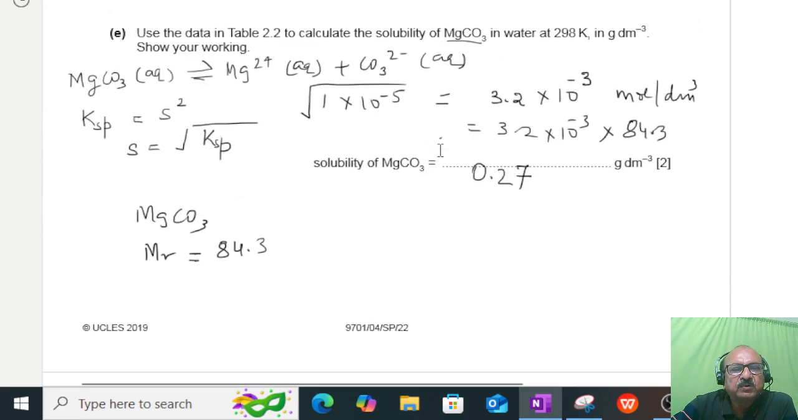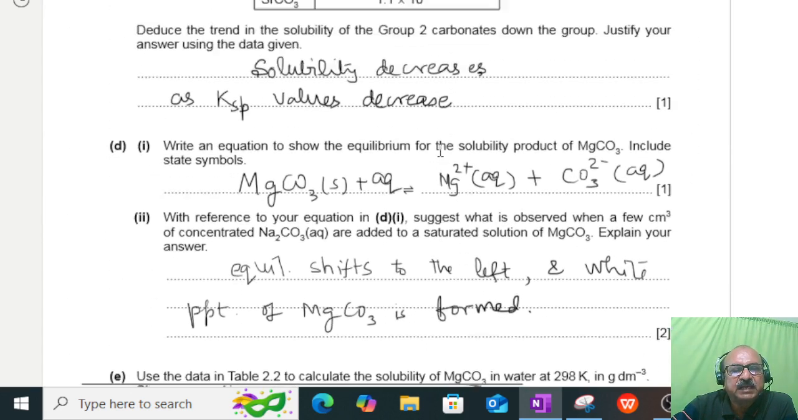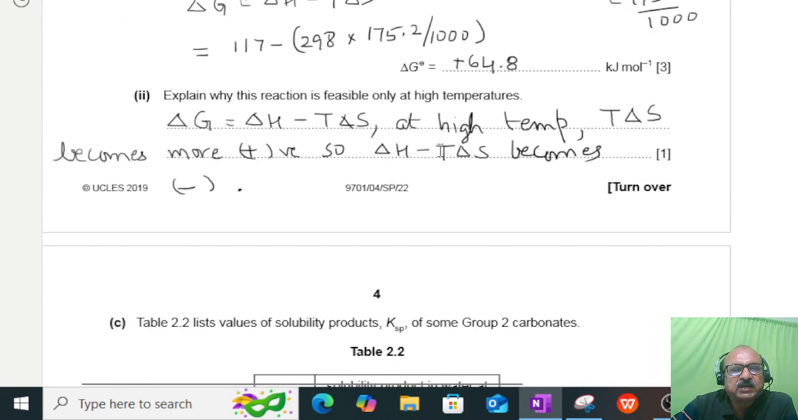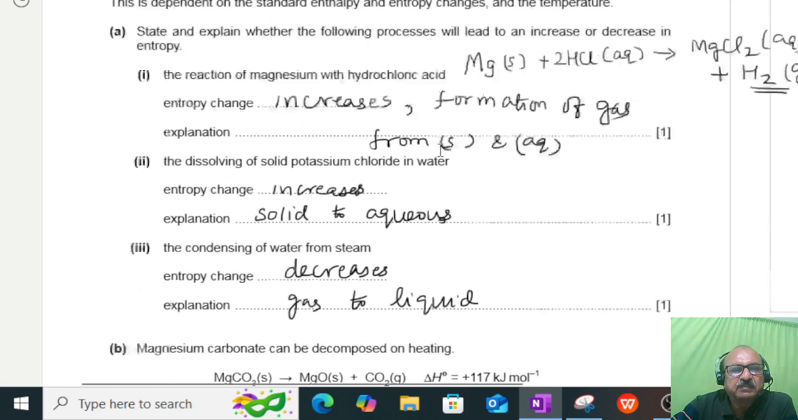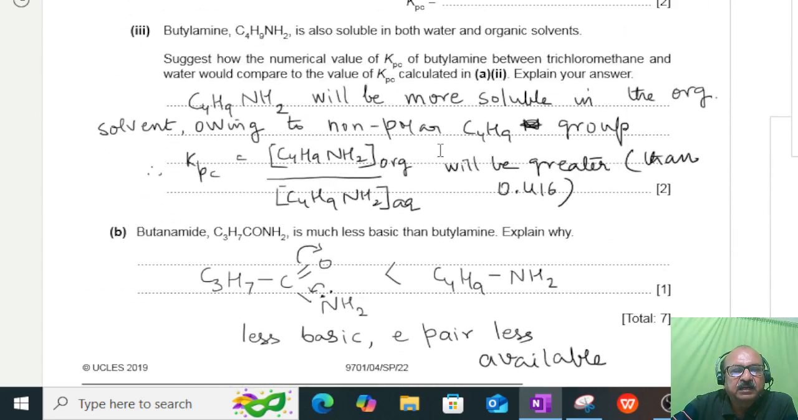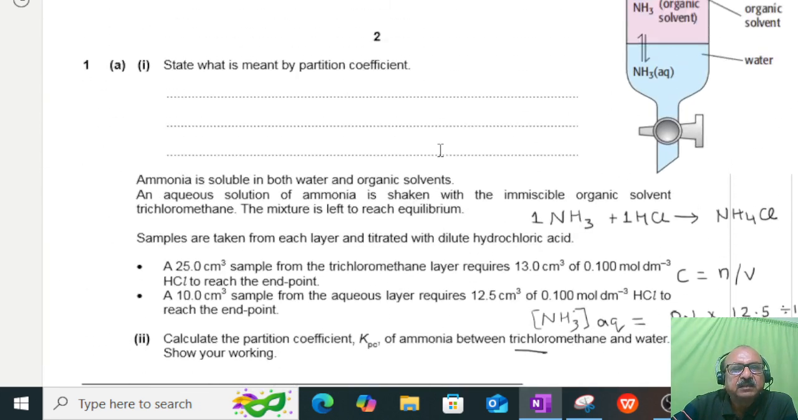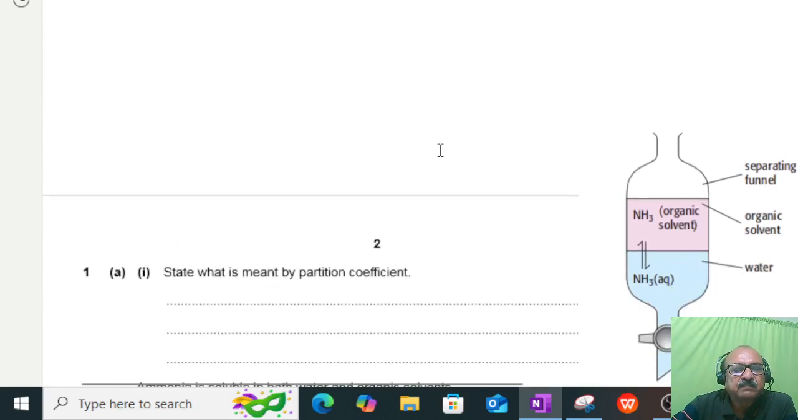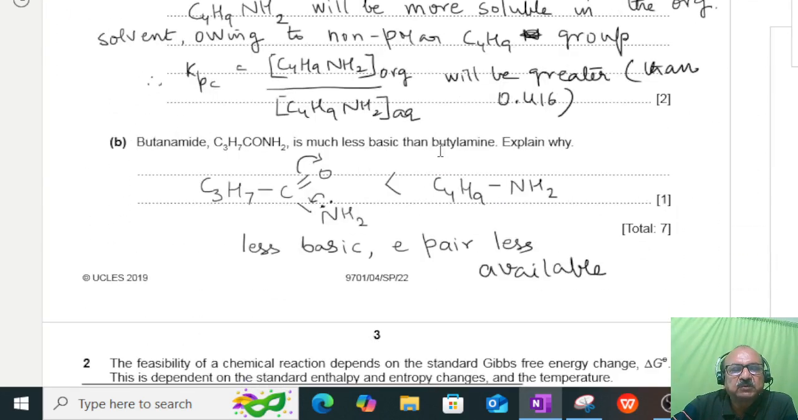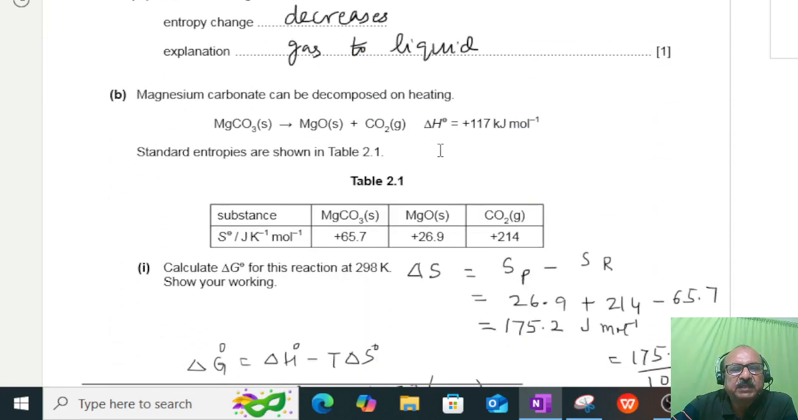So in this video I solved in full detail question number 1 and 2 of the specimen paper given by Cambridge International in the A-level chemistry. Hope you fully understood the solution which I gave you in this video.